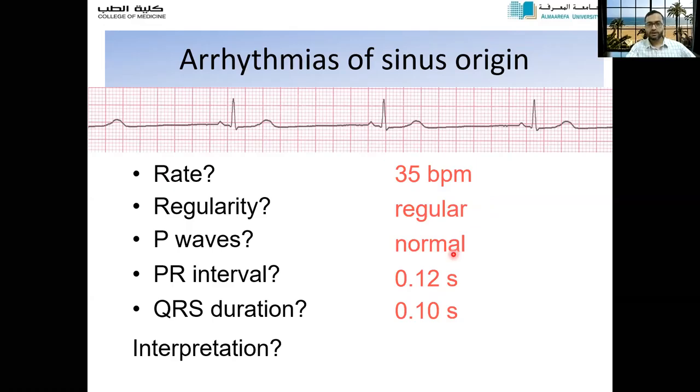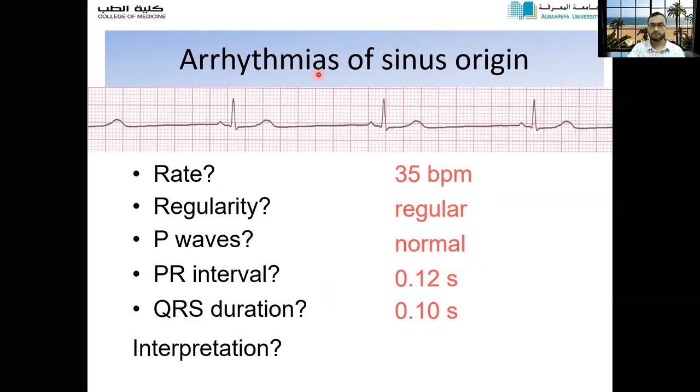It's regular, the P waves are normal, the PR interval is normal, the QRS duration is normal. But the first criterion here, rate, we know that the heart rate is not within the normal range. So I cannot label this as a normal sinus rhythm. This is arrhythmia. Our diagnosis should be arrhythmia, confirmed.